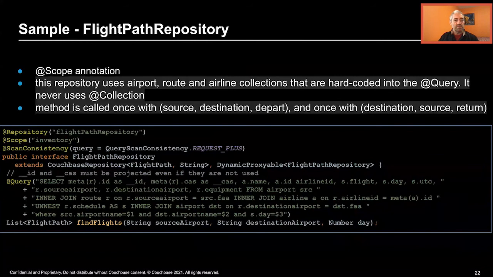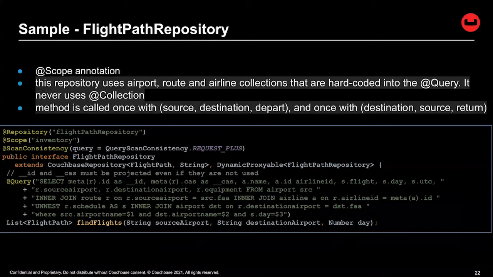Again, the scope is inventory that it's going to use. There are no collections mentioned. There's no @collection or with collection used here, because the collection names for the query are right in the query where you would normally have the table name. So here's the join. The join is from airport and on airline. Those are the collection names that it's using in the inventory scope.